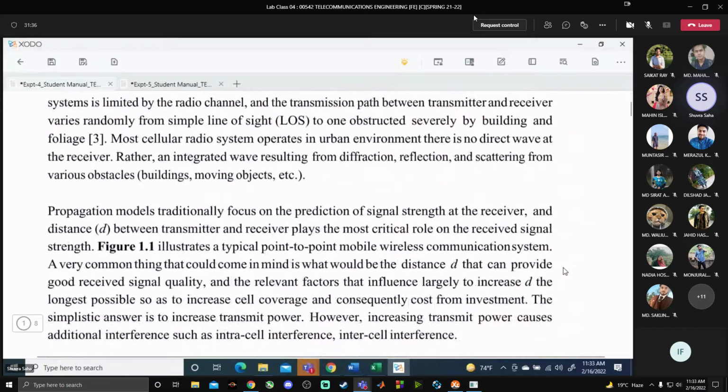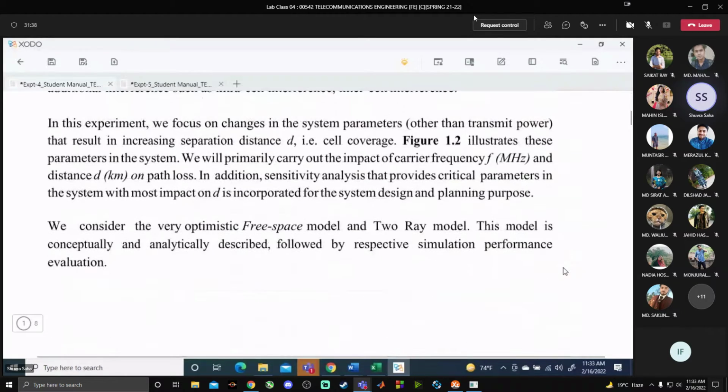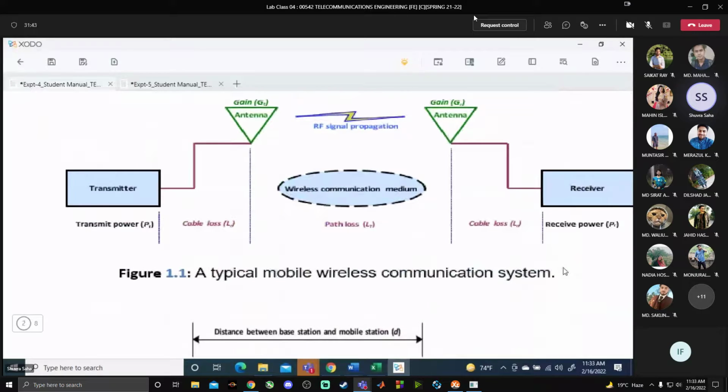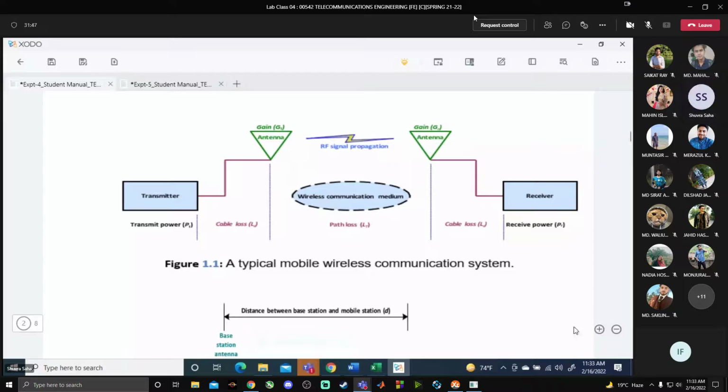Okay. So once we understand the objectives of this lab, now let us have a look at a typical mobile wireless communication system block. Figure 1.1 shows you the different blocks in a typical mobile wireless communication system. So here you have a transmitter. This can be your mobile tower. Normally, the mobile towers are called base stations. This is the name used.